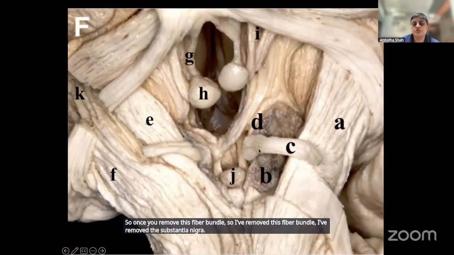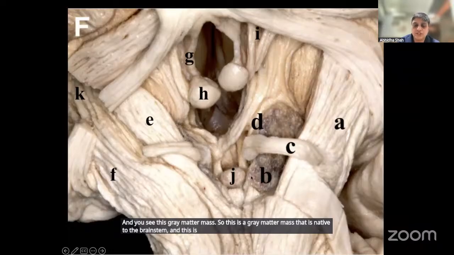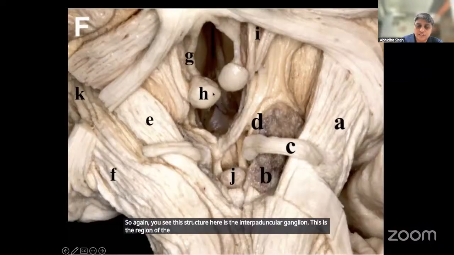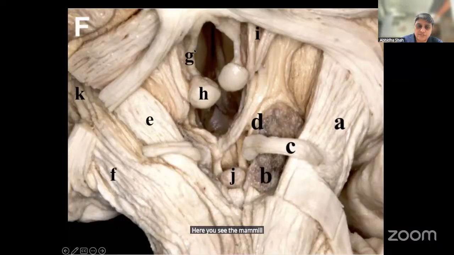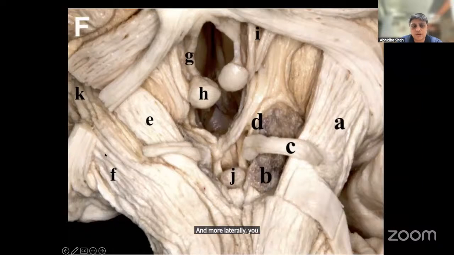Once you remove these fiber bundles, I've removed this fiber bundle, I've removed the substantia nigra, and you see this gray matter mass. This is a gray matter mass that is native to the brainstem, and this is the red nucleus. Again, this structure here is the interpeduncular ganglion. This is the region of the third ventricle. Here you see the mammillary bodies. These are the fornices. Here you can see the corticospinal tract, and more laterally you see the temporopontine fibers.